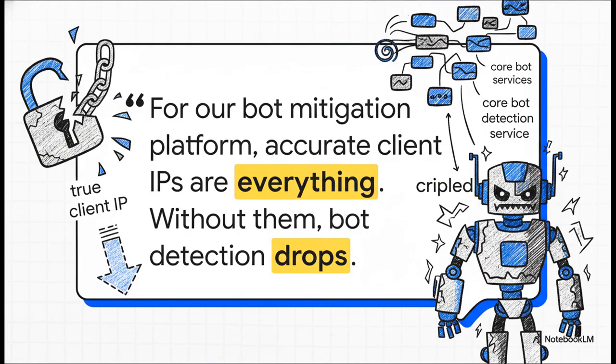And this quote from the team just hits the nail on the head. For them, this isn't some minor annoyance. Losing that IP address directly cripples their main product. Their bot detection just stops working effectively. So yeah, the stakes for solving this were incredibly high.